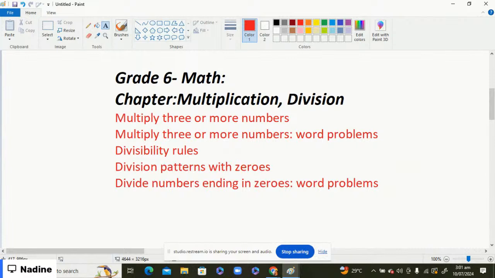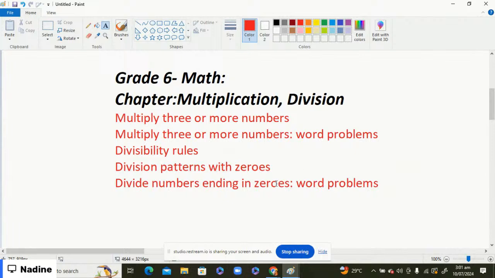So today we are here for grade 6 maths. The chapter name is multiplication and the next chapter also we discussed today, that is division. The lesson for the multiplication is multiply three or more numbers, multiply three or more number word problems. And for the division it's divisibility rules, division pattern with zeros, divide numbers ending in zeros, word problems. Okay?